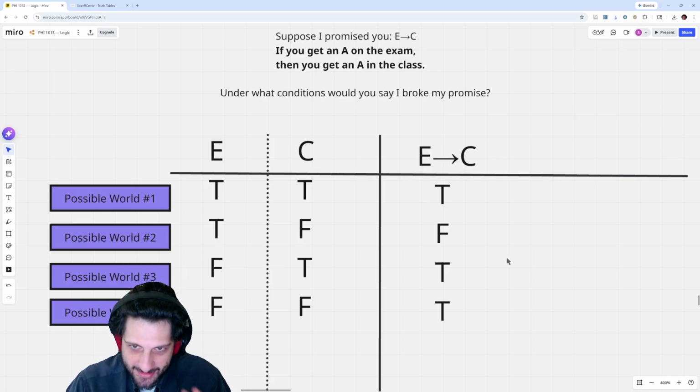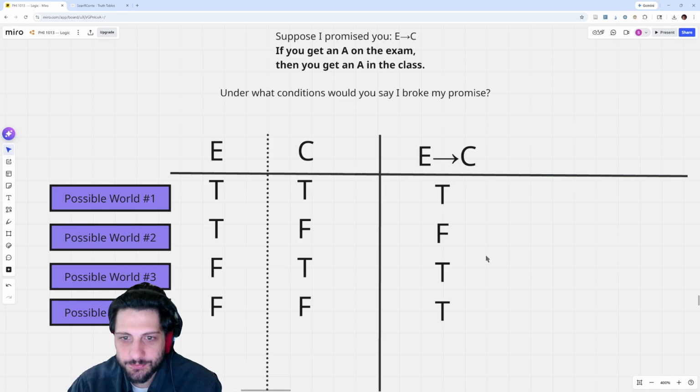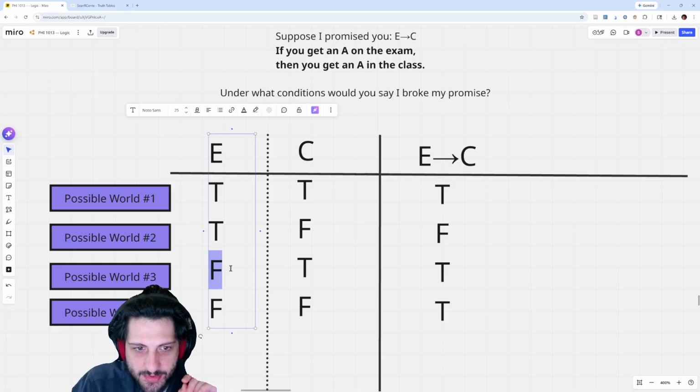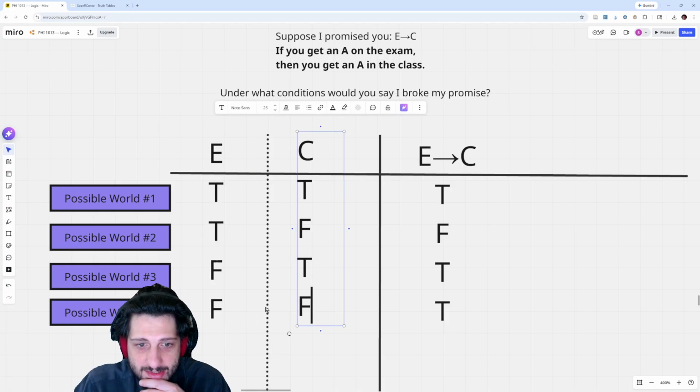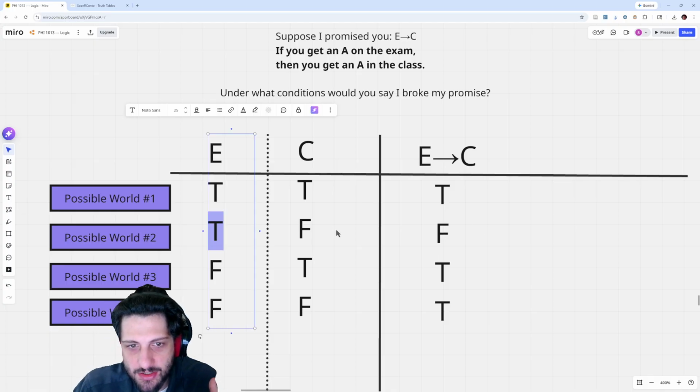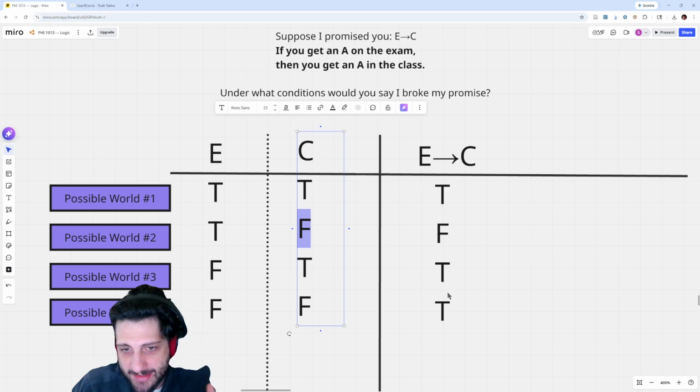Right? So this is the really counterintuitive one, right? That even if the left side is false and the right side is true, or both sides are false, we're going to call the conditional true. The only time we'll ever call a conditional false is if the left side is true and the right side is false. Because that's essentially what we mean by this conditional.